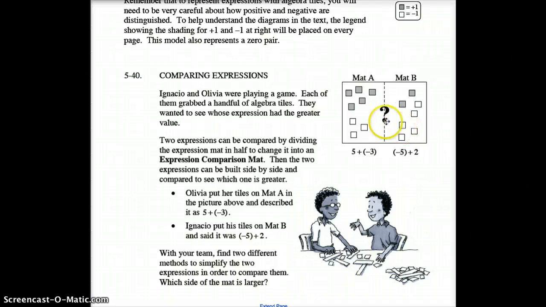Now think about it. What's greater? A positive 2 that's left over here, or a negative 3 over here? Would you rather have $2, or would you rather owe somebody $3? Well, if you're like me, you'd rather have the $2. All right, moving on.